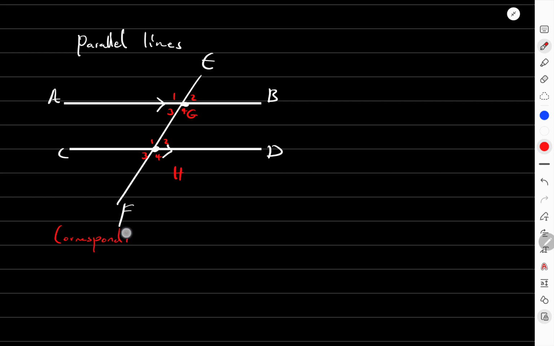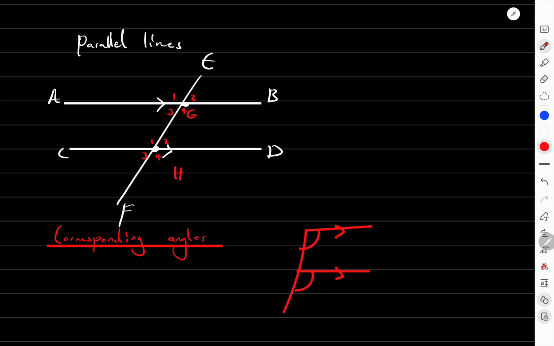Corresponding angles. Now, corresponding angles are angles that are found within an F shape. If you see a shape like this, whereby this line here and this line are parallel, the angle that is found here and the angle that is found there, those angles are the same.